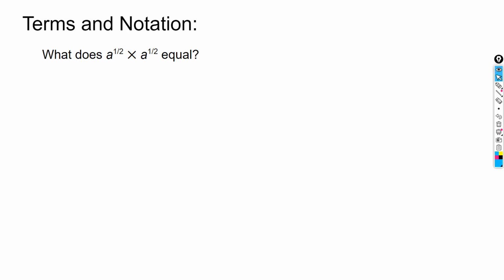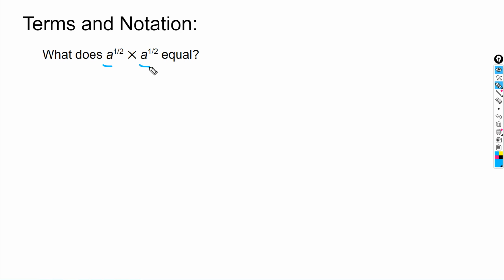So to start off today, we're going to look at this question. What does a to the 1/2 power times a to the 1/2 power equal? So a here is our variable. It's also our base. It's being raised to a power, and the power is 1/2. Now we know from previous lessons, an exponent counts up how many things are being multiplied. Well, half being multiplied. It's not immediately clear what this means.